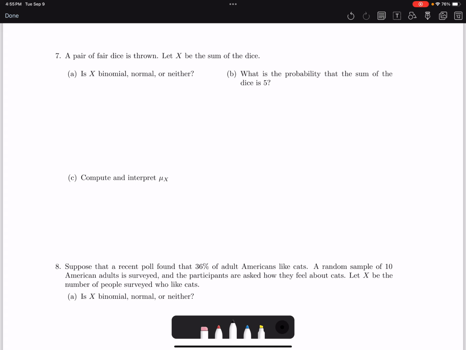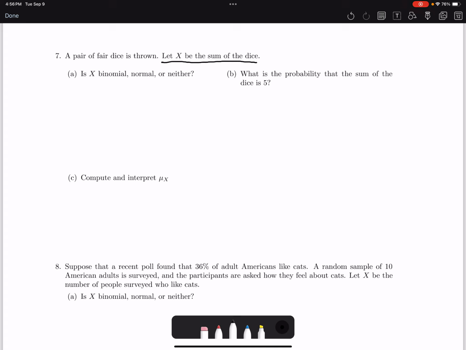So let's see, is x binomial, normal, or neither? Well, in order for it to be binomial, we would have to count up the number of successes. And I don't think that's what's happening here. X is just the sum of the dice. Okay, so we're not counting up the number of times something happens. We're just recording the sum of the dice. Is x normal? Well, it's not normal either.